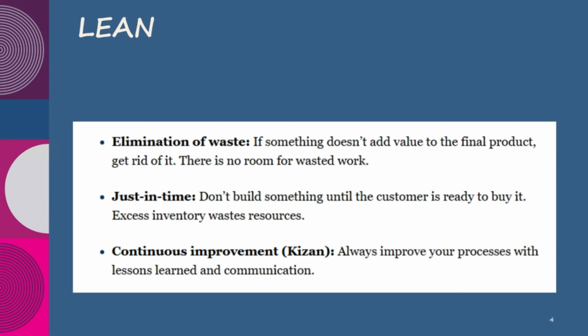Lean model. The lean model was created by Toyota. The point to remember regarding the lean model is that we need to eliminate waste. If something does not add value to the product, we do not include it. We do not build something that the customer does not want to buy. To summarize, do not add unnecessary features which the customer has not demanded. One more objective is that we need to improve our process, not the product. We need to improve our process from previous experience and communication to streamline the process.